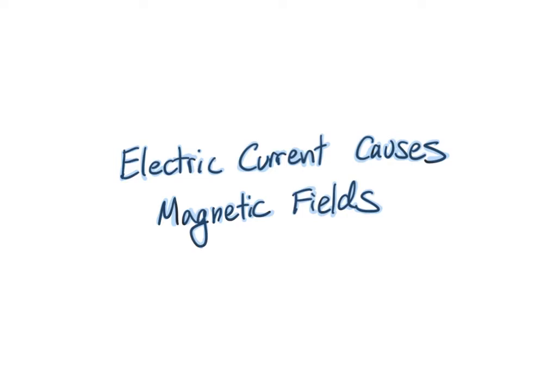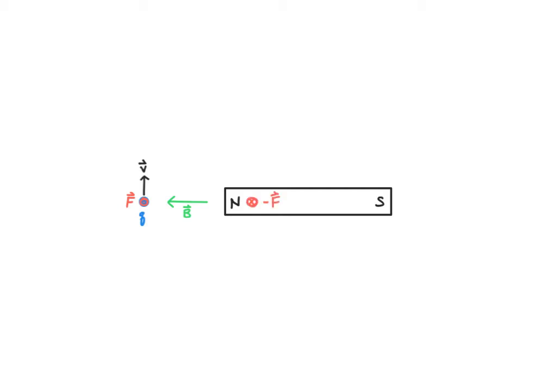Until now, we've focused on how magnetic fields affect moving charges and electric currents, and now we're going to switch that around and talk about how moving charges and currents create magnetic fields. If there's a charge moving near a magnet, the magnet can exert a force on the charge through its magnetic field. But according to Newton's law, if the magnet through its magnetic field is exerting a force on the moving charge, then the moving charge also needs to exert an equal but opposite force on the magnet.